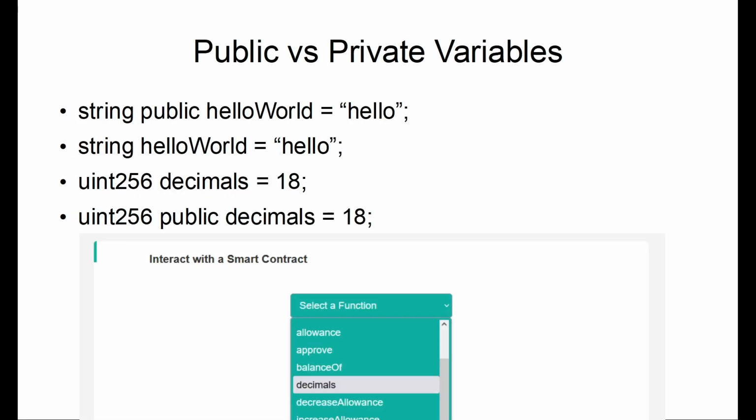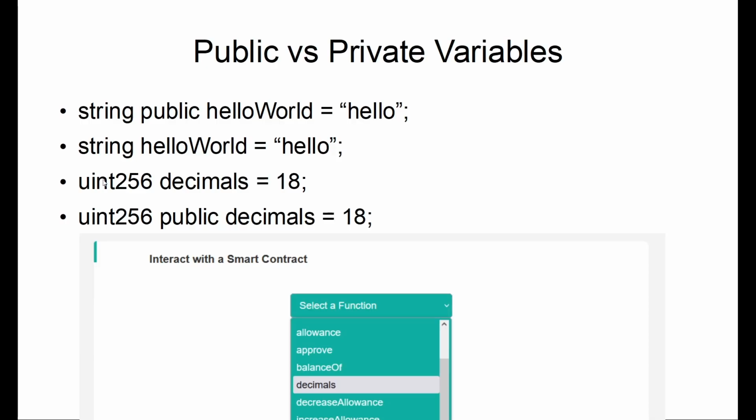The next thing we need to look at before we start testing this and using Remix is public versus private variables. So if you create a string and you put the word public after it, Solidity will treat it like a function, where hello world will always pull up the string. If you create a string and don't put public after it, Solidity will consider it private, and nobody will be able to access the string value that's in it.